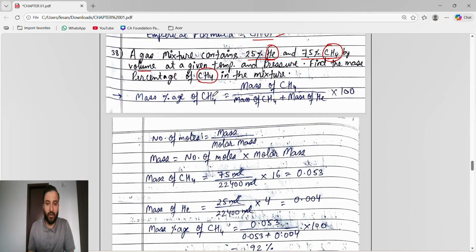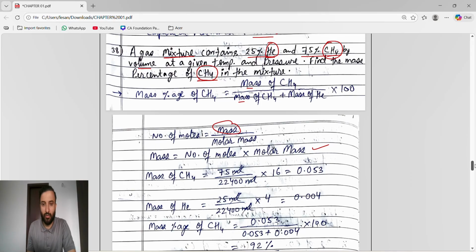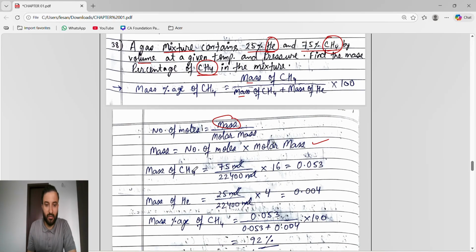Mass percentage of CH4 means mass of CH4 divided by mass of mixture. The mixture is helium and methane, so mass of methane plus mass of helium, into 100. So we have to find the mass. As I told you at the start, we will use the formula: number of moles is mass by molar mass. So mass is number of moles into molar mass.